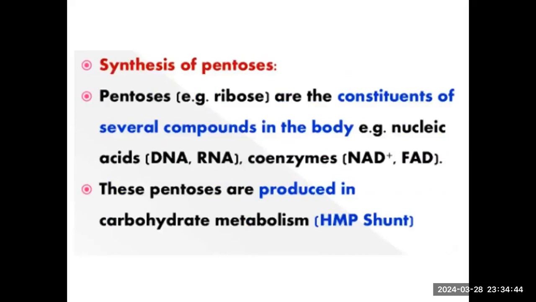Another function of carbohydrates is synthesis of pentoses. Pentoses, remember, are very important sugars. They are constituents of several compounds in the body, for example, ribose for RNA and deoxyribose for DNA. At the same time, they are also components of coenzymes like NAD, nicotinamide adenine dinucleotide, and FAD, flavin adenine dinucleotide. These pentoses are produced in carbohydrate metabolism through the hexose monophosphate shunt.